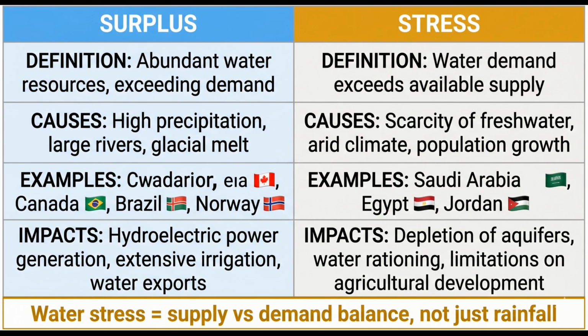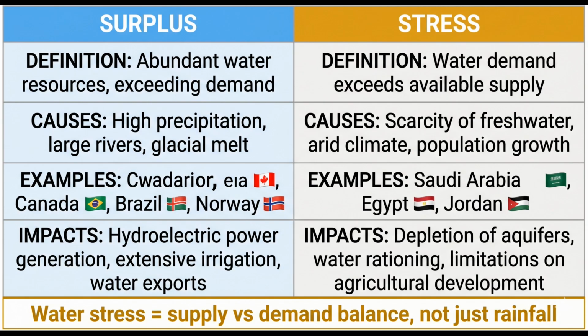Look at the comparison table on screen. 2 situations, water surplus and water stress. Water surplus: available freshwater supply exceeds the needs of the population. Countries like Canada, Brazil, and Norway have high and reliable rainfall, low population density relative to their land area, and abundant rivers and lakes. They have more water than their populations demand.